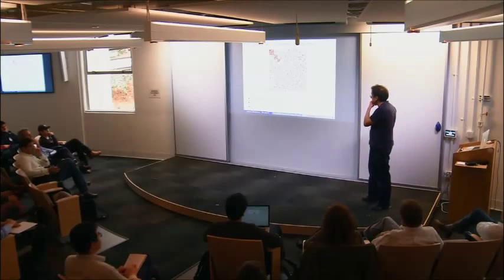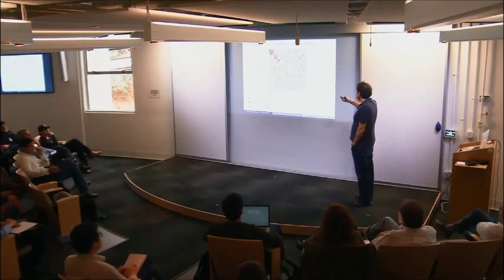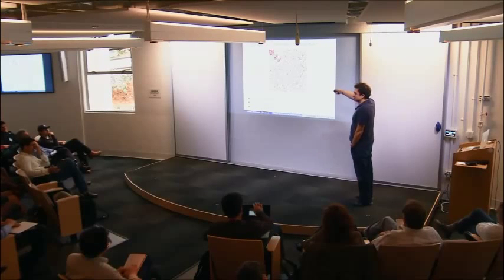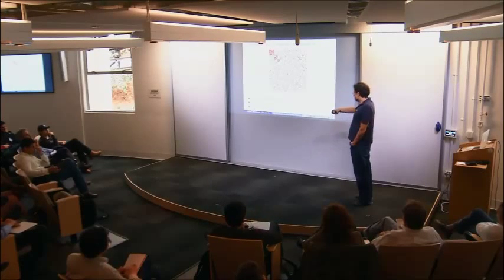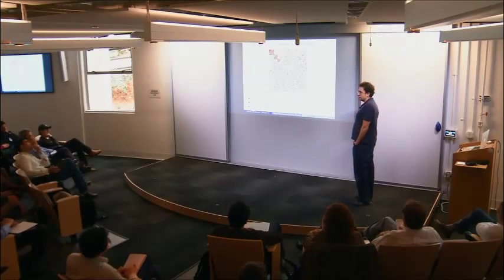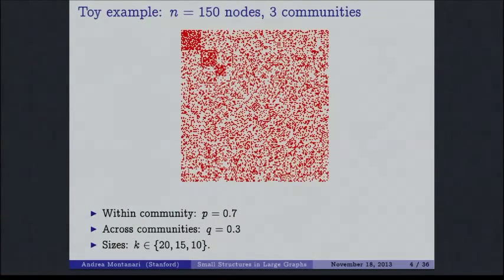The emphasis here will be on small, and here is an example. This is the adjacency matrix, 150 nodes, these 3 subgroups. They are the first 20 nodes, then the next 15, then the following 10, and here you can probably see them by eye. Edge probability inside is 0.7, and outside is 0.3.